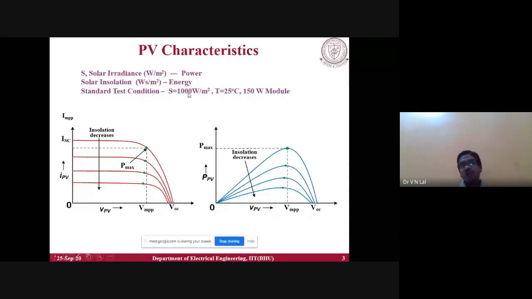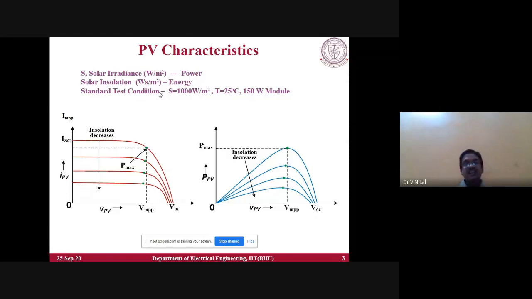These are very common terms that should be in our mind if we are dealing with any PV system. Standard test condition means, if we go and purchase any PV module, this rating will be given, say for example a 150 watt module. This 150 watt is at standard test condition, that means 1000 watt per meter square irradiance and solar cell temperature equal to 25 degrees centigrade.